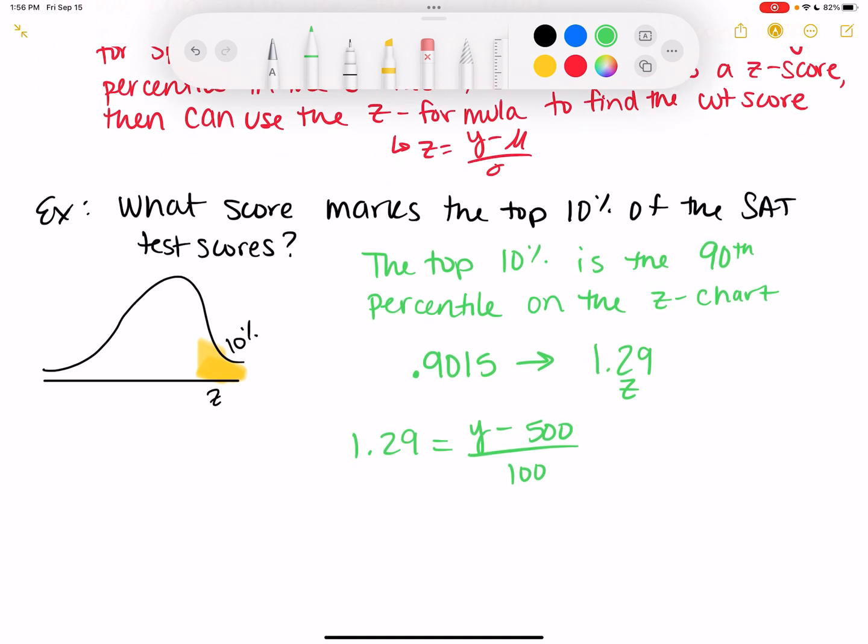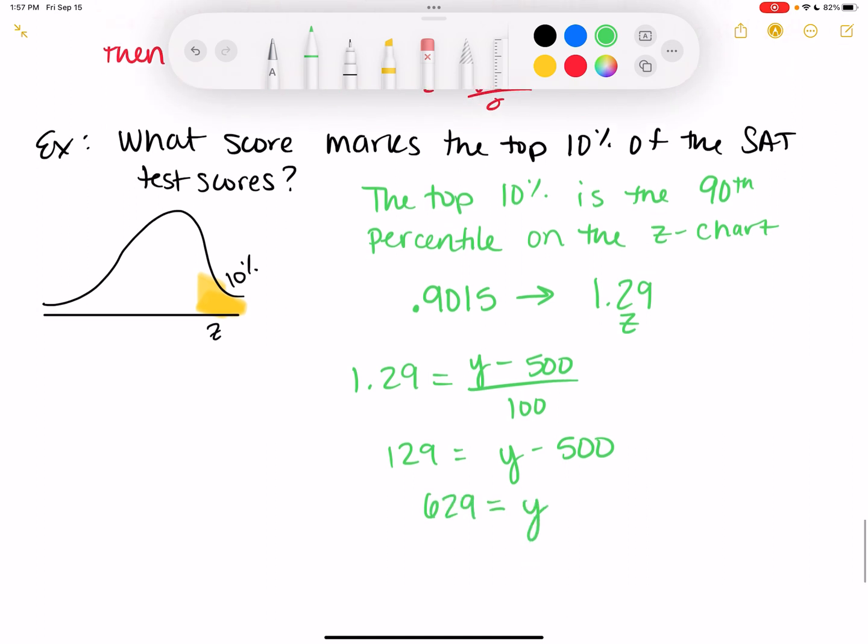All right, so multiply by 100, so we get 129 is equal to Y minus 500. Add 500 over, so we get 629 is equal to Y. So the conclusion is that scores in the top 10% are 629 or higher.